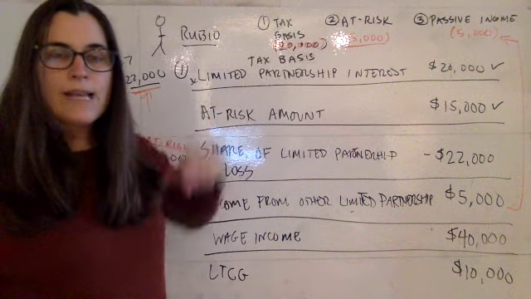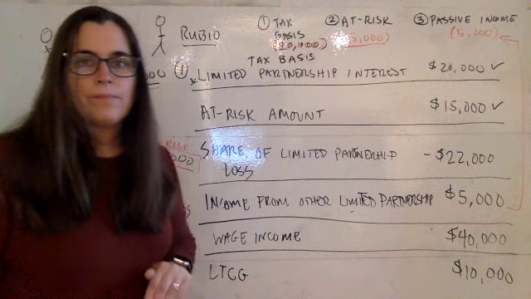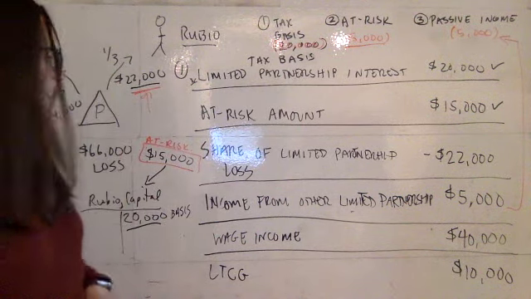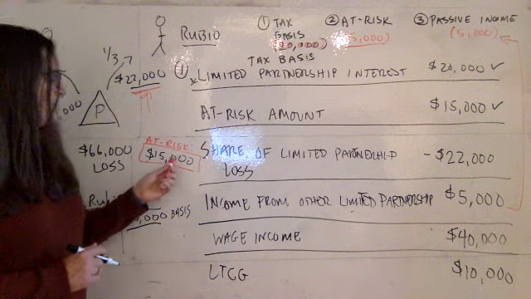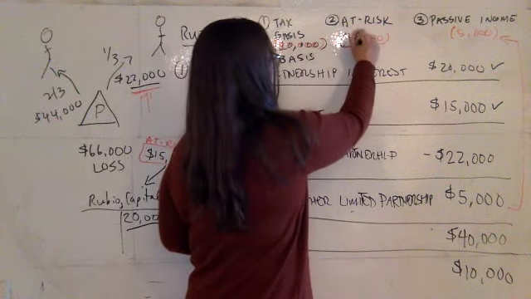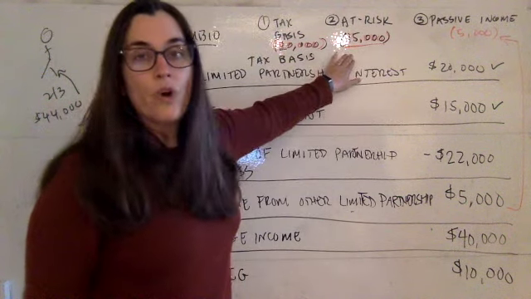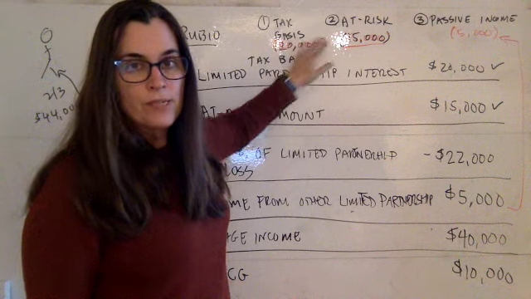The next rule, at risk, says, okay, what's your true at risk amount? Because that's also looked at in terms of a loss limitation. And his at risk amount is even lower than the tax basis. It's $15,000. So this is even more of a constraint than the tax basis rule.